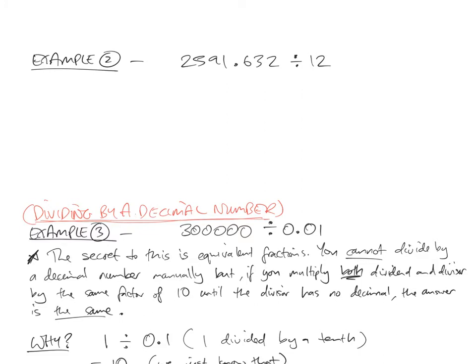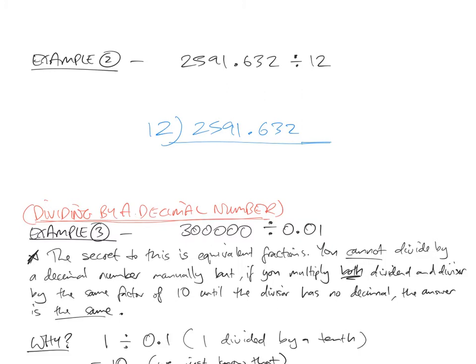So once again, you draw the answer bracket here. The divisor goes on the left. The dividend goes on the right, or inside the brackets. So I just made these up. These aren't going to come out really nicely.